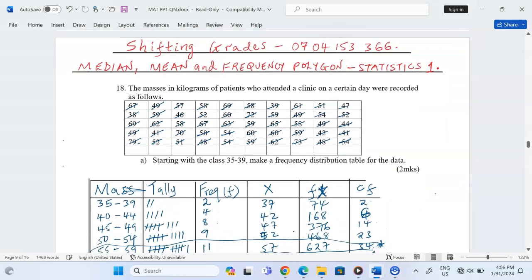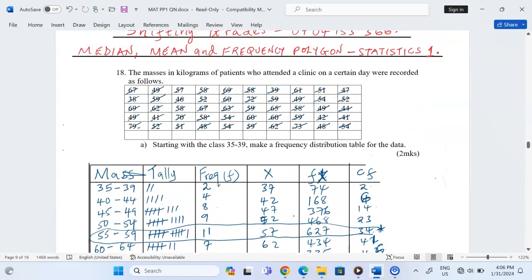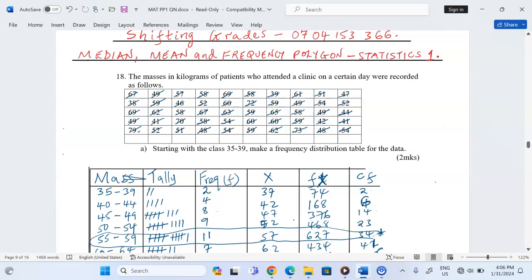Joining this lesson, we're just doing a continuation. We have already calculated the median, already calculated the mean, and we have also prepared the frequency distribution table. In this case, we're going to draw the frequency polygon.